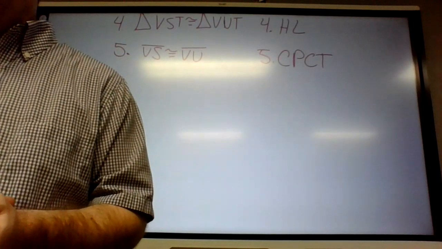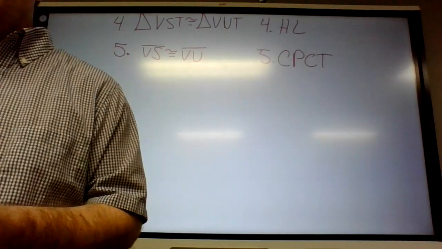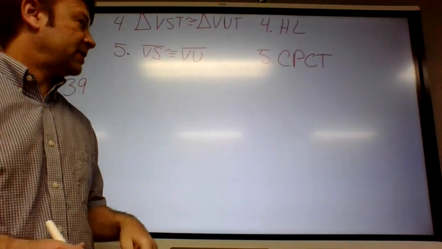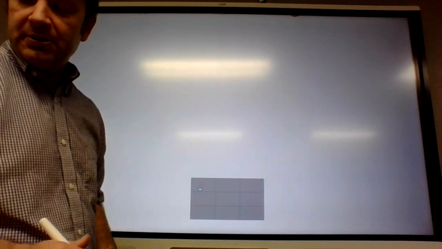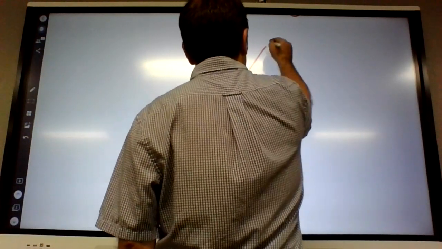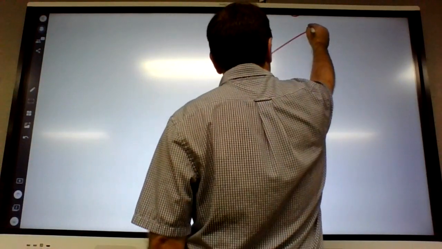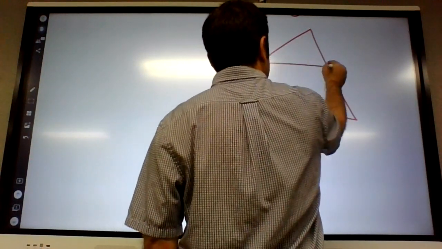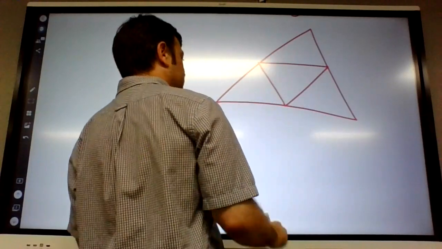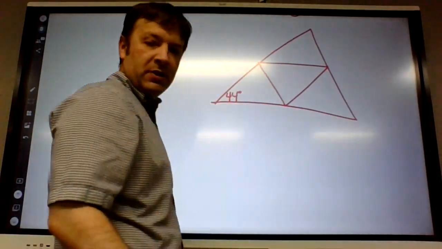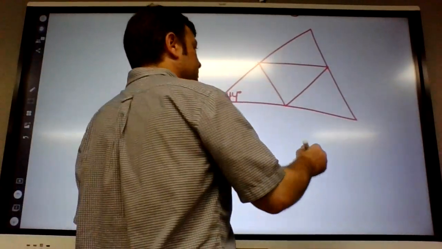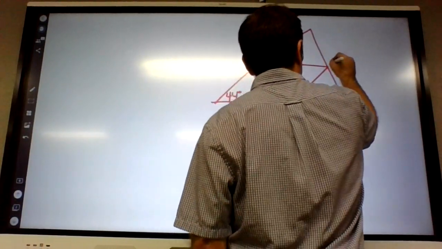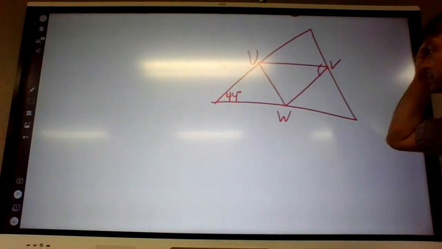Okay, 39. Find the measurement of angle UVW. Oh gosh, I feel like I'm gonna have to draw this. Maybe I can get away with not drawing it completely. So it looks something like this. Goes through the midpoints. They said this is 44 degrees, and we're looking for angle UVW. So that's this one right here.